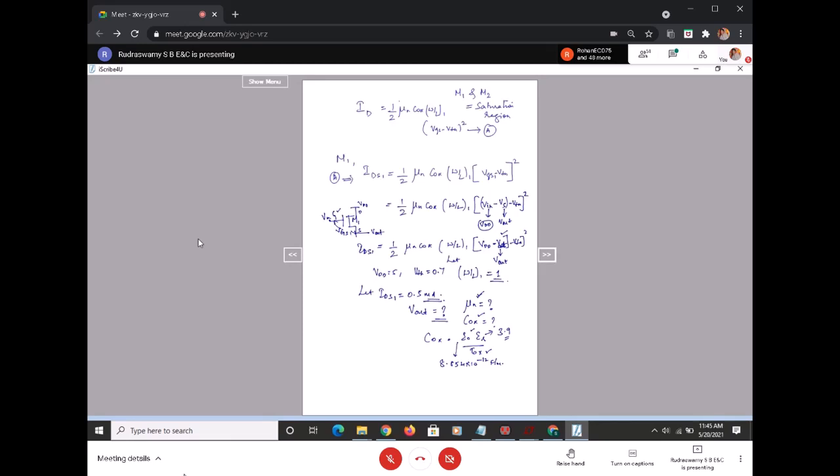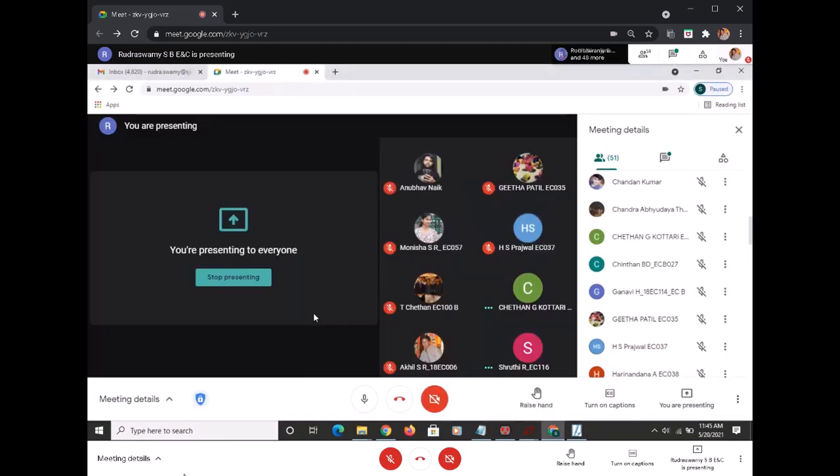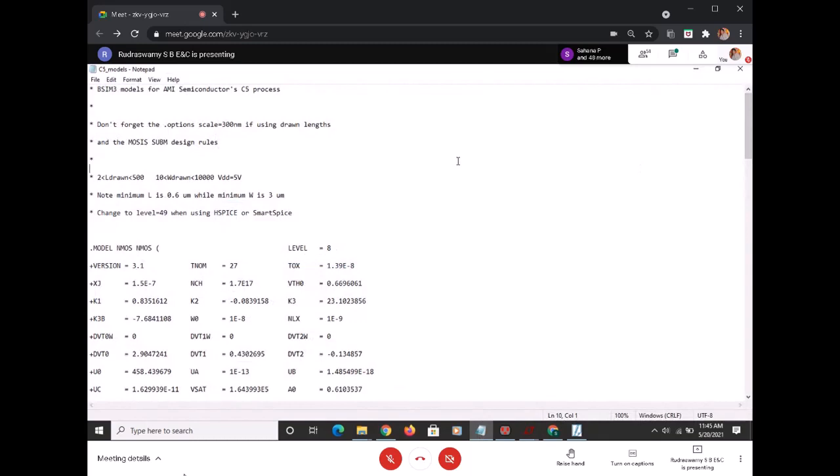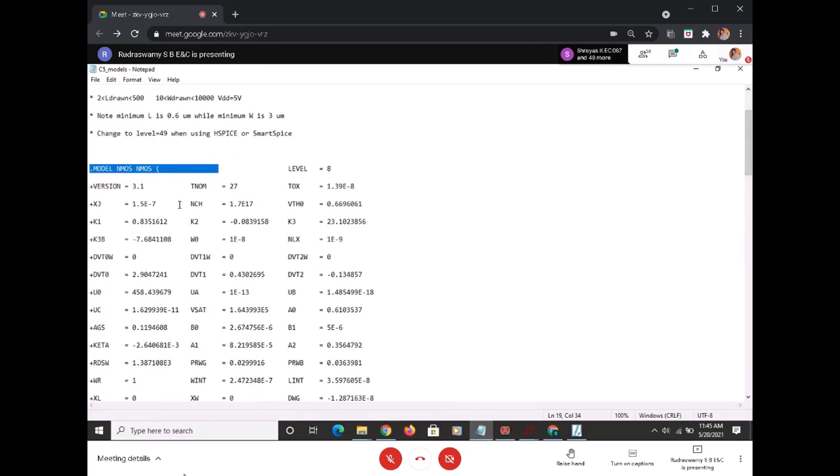So in order to know what is the mu n and Cox, all of you know the C5 models, right? When you're doing the simulation, you have included C5 underscore models dot text. Yes or no? Now, if I just open that C5 models, you can open it on your side. So this is the BSIM models for the C5 process. And here, if I see this model NMOS, you can see what all the parameters are there inside this.